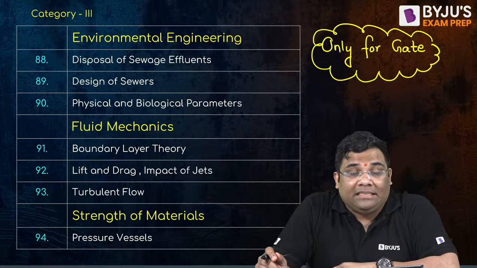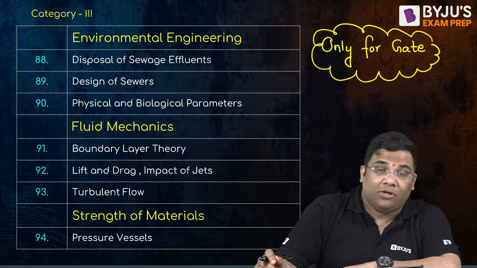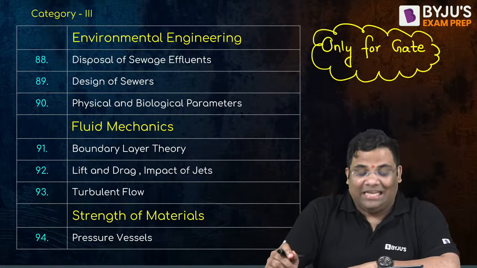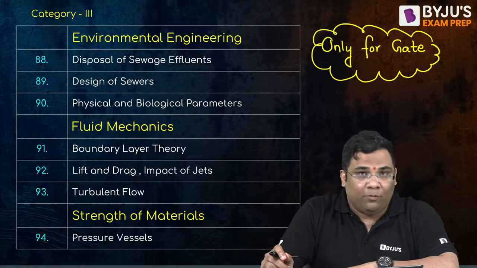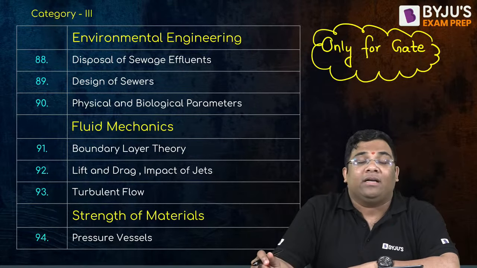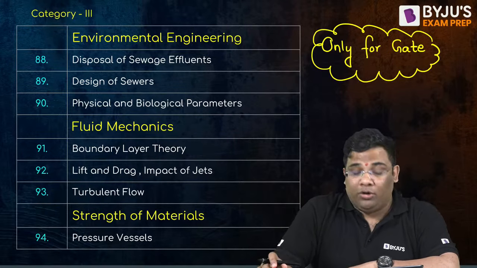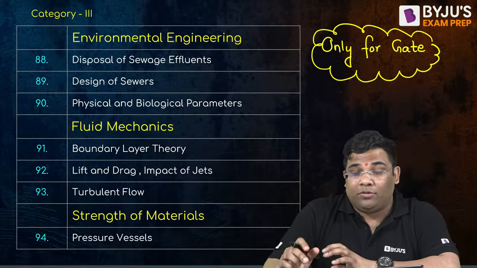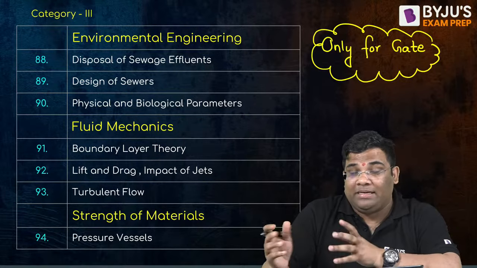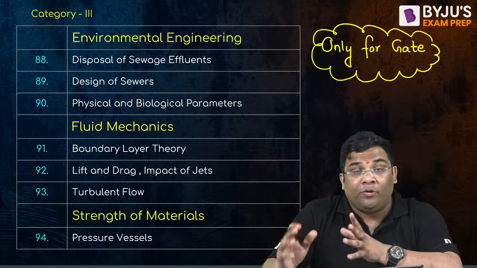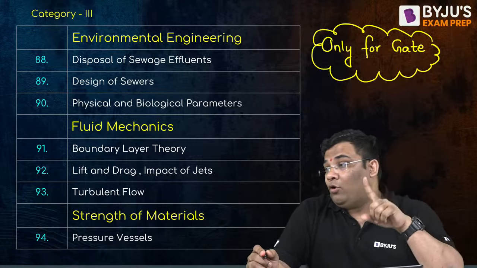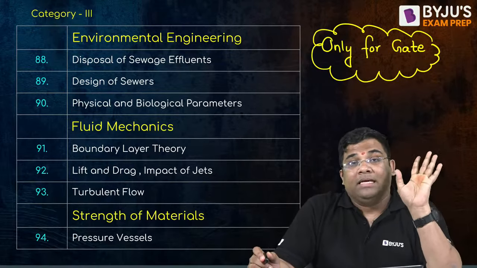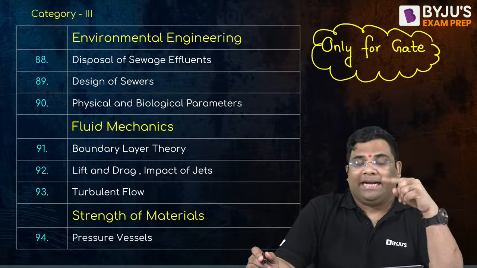Then in fluid mechanics, boundary layer theory is again important, but not before fluid kinematics. Then lift and drag, impact of jets, again important, but not as important as flow measurement, venturimeter, or pipe flow. Then turbulent flow, they have been asking questions recently also. Therefore, turbulent flow is also important, but category 3.